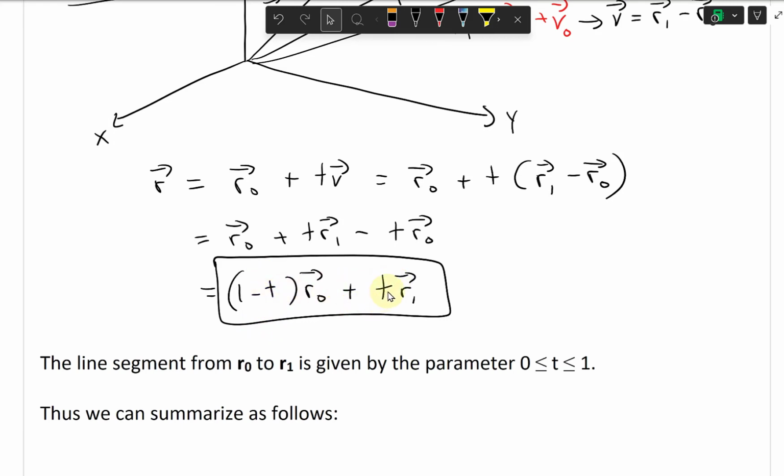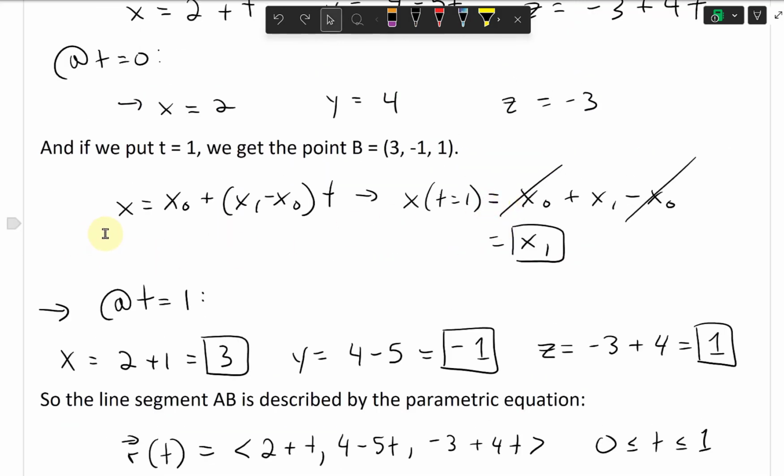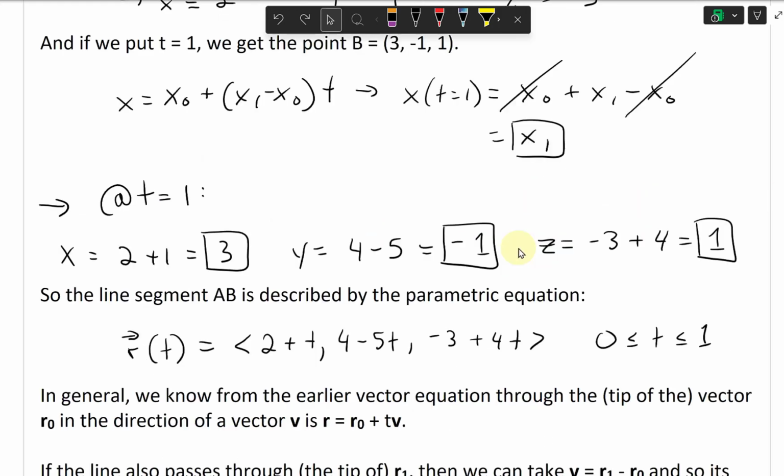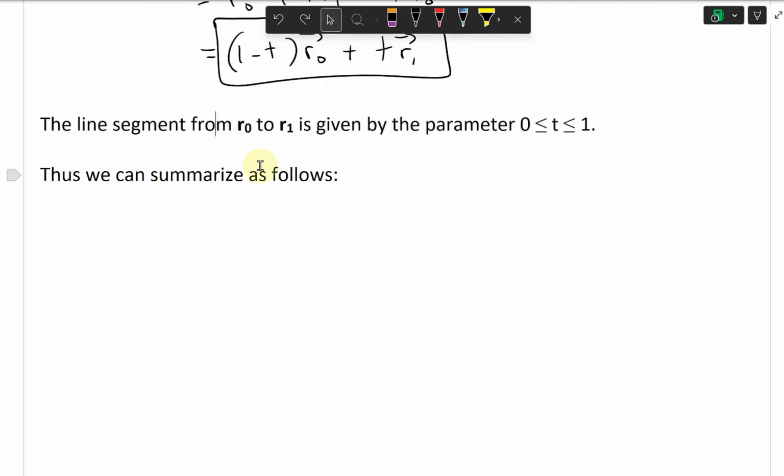So if we put in t equals 0, this vanishes, this becomes 1, so all we're left with is r0. Likewise, if you put in t equals 1, this whole thing vanishes, and this becomes 1, and you're left with r1. In other words, it's exactly what we had earlier, but in the scalar format I wrote here. So x equals x0 plus x1 minus x0 times t, and when you plug in t equals 1, the x0s vanish. It's exactly what we just had, but here I'm writing it in vector form.